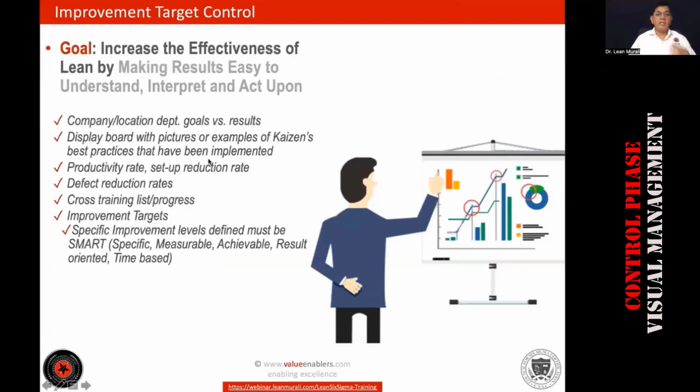So the goal is to increase effectiveness of lean by making results easy to understand, easy to interpret, and easy to act upon. For example, company or location department goals versus results. Display boards, for example, Kaizen's best practices. Productivity rate, setup production rate, defect production rate. Cross-training, improvement targets. And this is just indicative of what I've given.